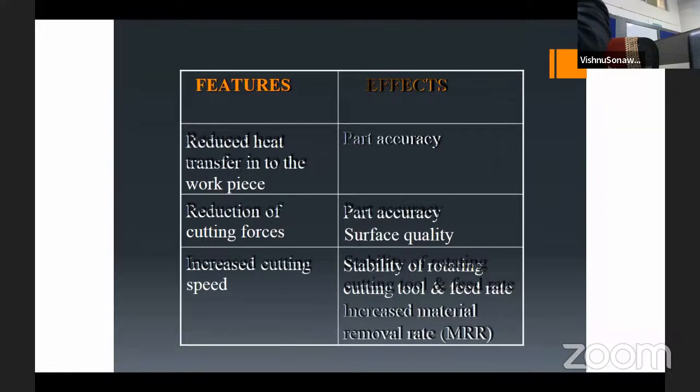Here, these are some features and prospects of high-speed machining. Automatically reduce the heat transfer into the workpiece, reduction of cutting forces, and increase the cutting speed. These are the advantages, the features of high-speed machining. And here the effects. What are the effects of high-speed machining? Here the part accuracy will be getting more and more, surface quality will be more and more, stability of the rotating cutting tool and feed rate, and the material removal rate will be more and more.